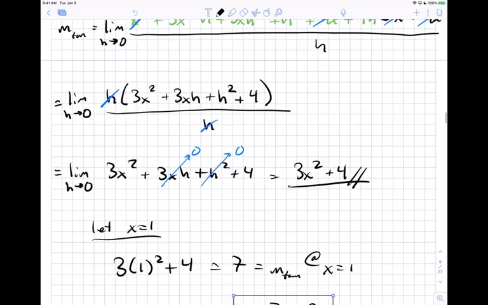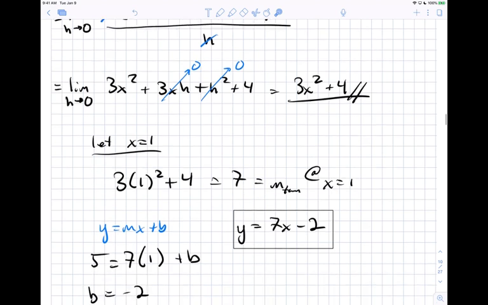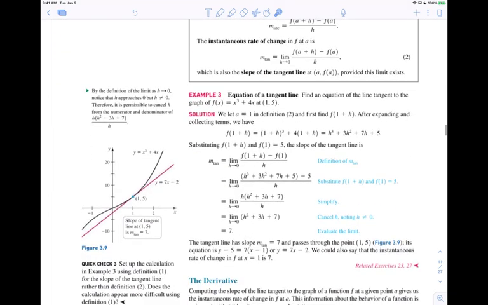So then I went back and said, okay, well, let x be 1. That means the instantaneous rate of change at that point is going to be 7. So then I had my slope. Then I used that slope to find the equation of the line, 7x minus 2. And you see it right here, 7x minus 2.